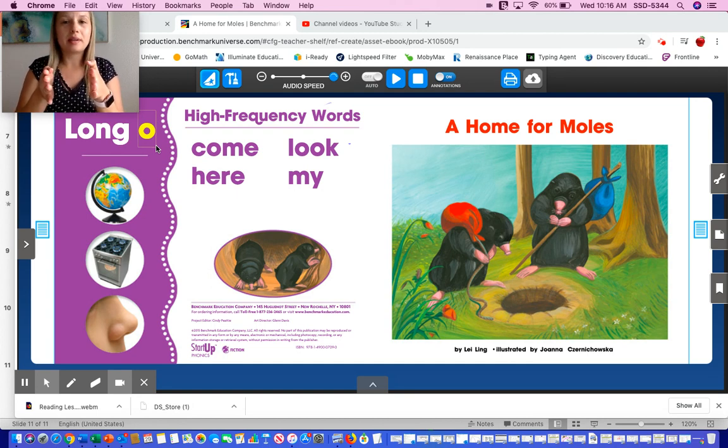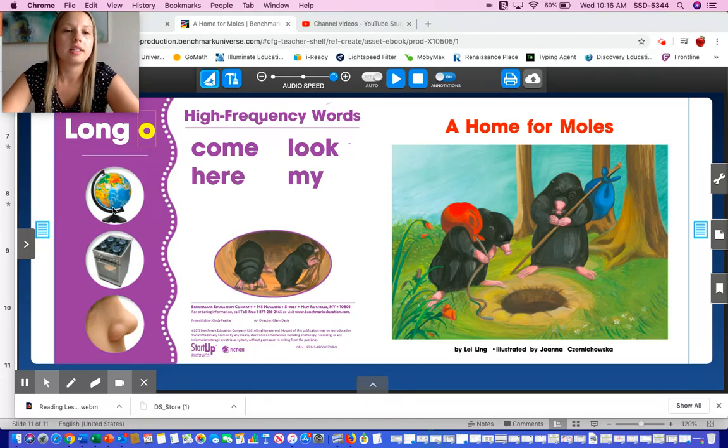And on his farm he had an O with short and long vowel sounds. Aw, aw, aw, o, o, o, with short and long vowel sounds. So we're talking about long O, which is O.